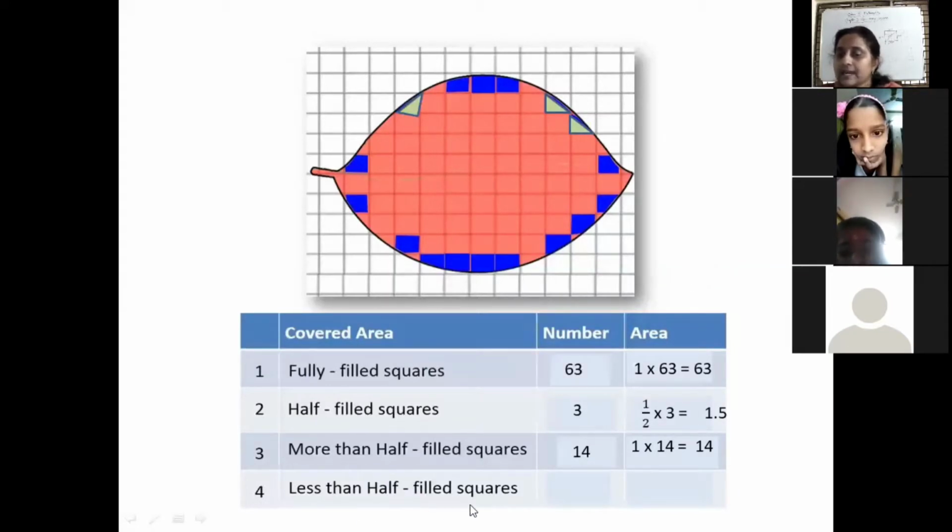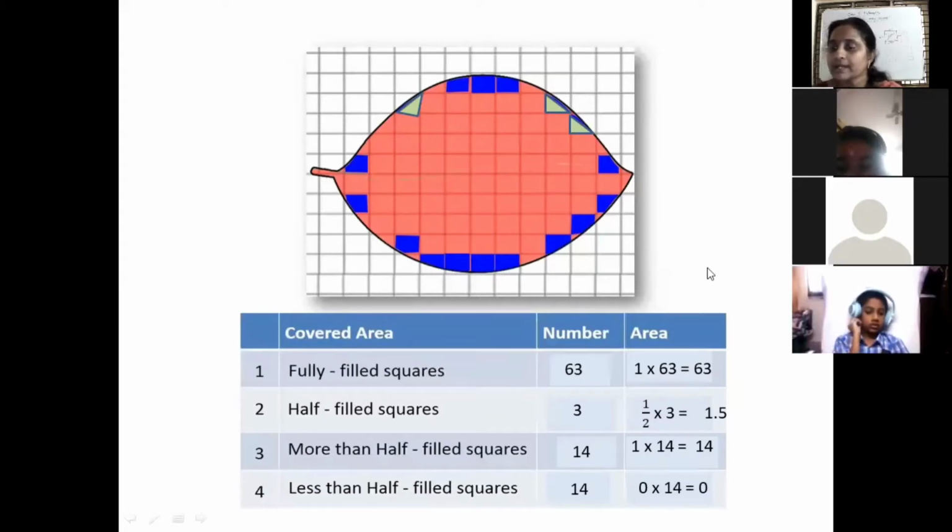And less than half, how many do you have, ma? Less than half: 1, 2, 3, 4, 5, 6, 7, 8, 9, 10, 11, 12, 13, 14. We have 14 less than half, which means 0 into 14 is 0. Now we need to add all these areas, so find out the total area.